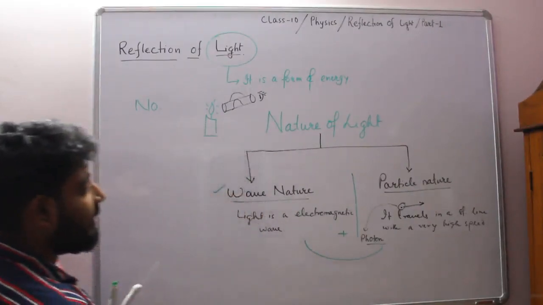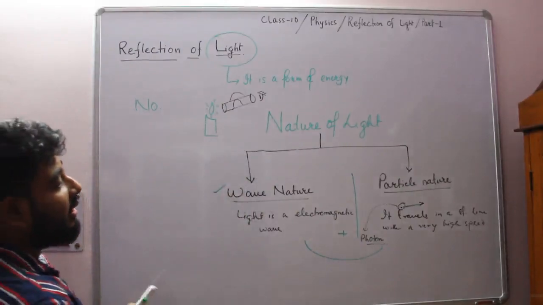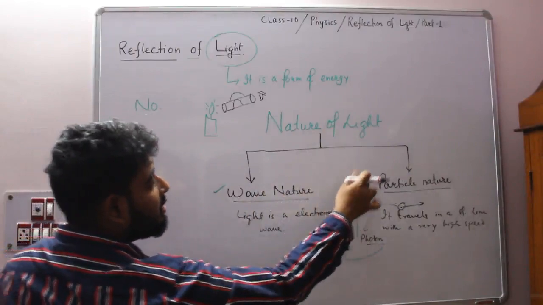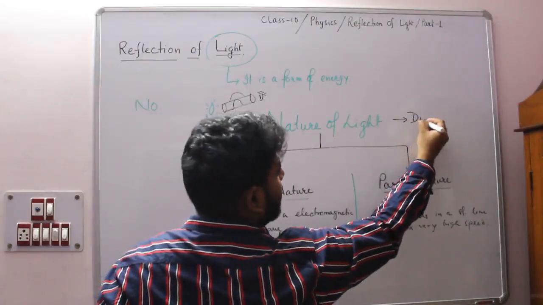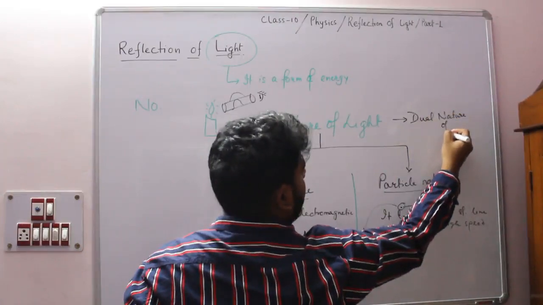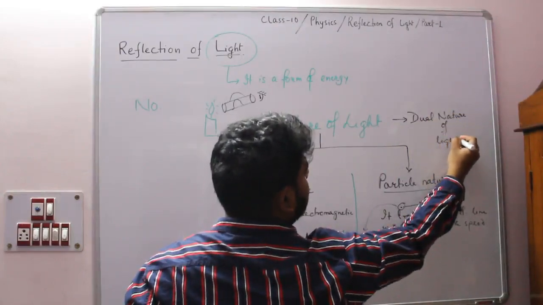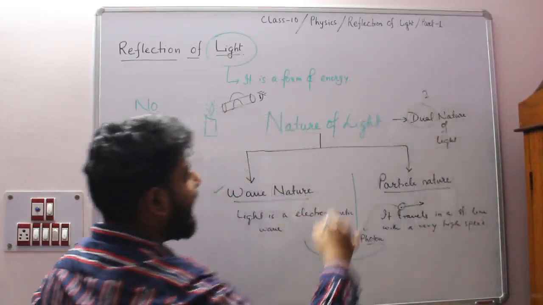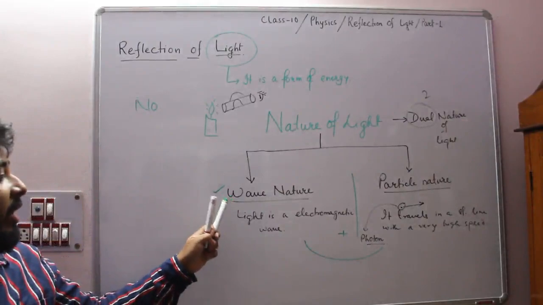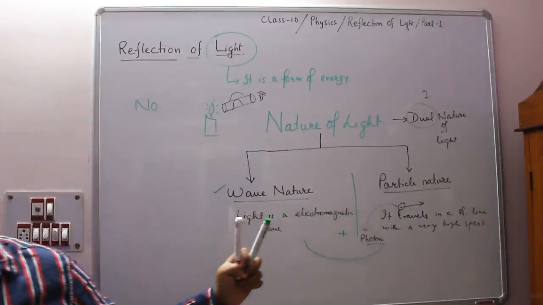That means the nature of light, there are two types of nature that it shows. So that is called the dual nature of light. Dual means what? Two natures. So light is said to possess two natures.